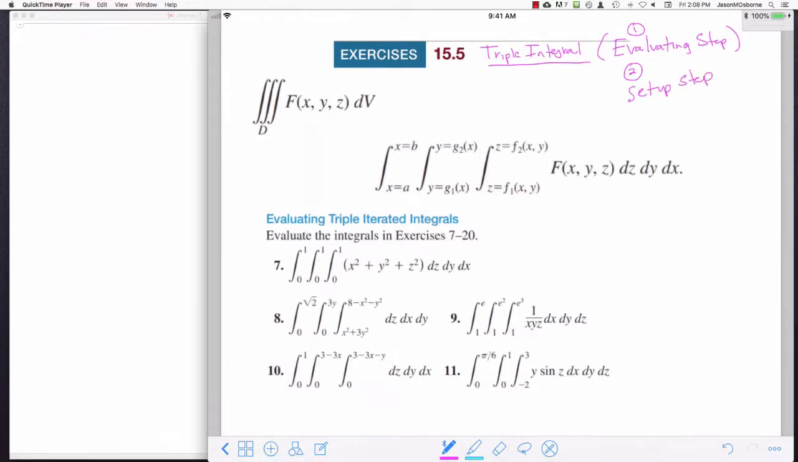What we can see in this problem, we'll take a look at number 8 here from the homework. A triple integral has already been set up for you. Check. And it's our job to try to evaluate this triple integral. Just a quick note about triple integrals: this is the general notation.